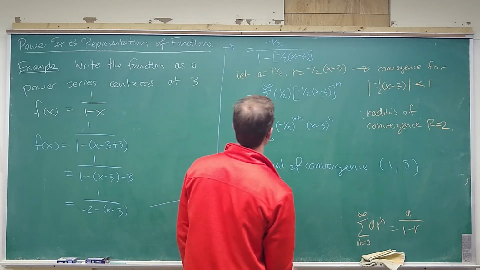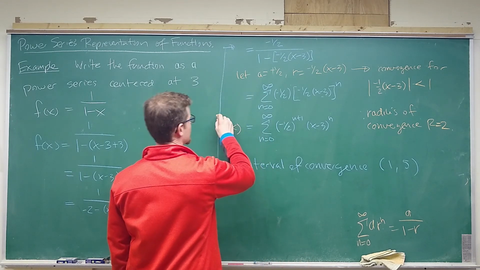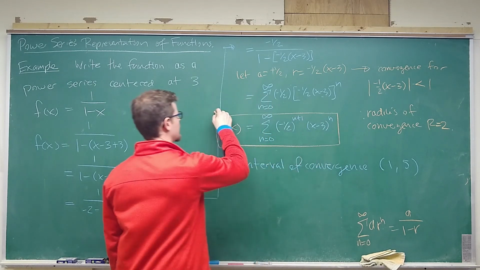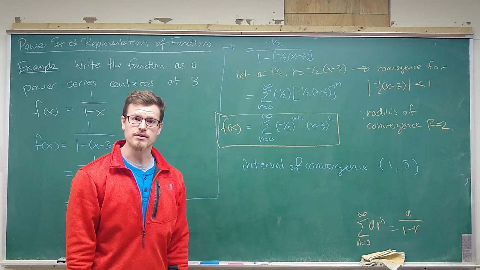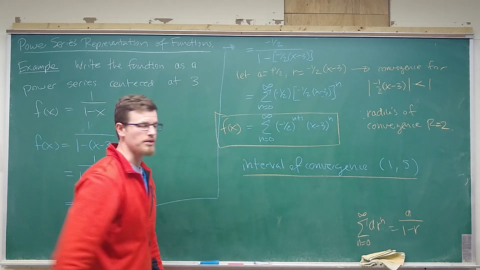But that gives us exactly what we were looking for, right? We have f of x as a power series representation, and the interval of convergence is also given.